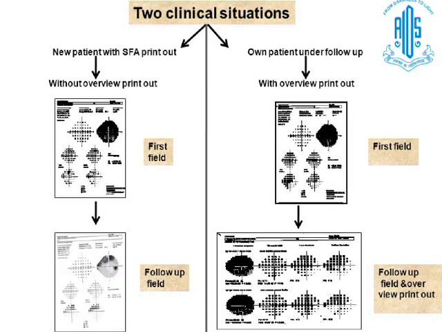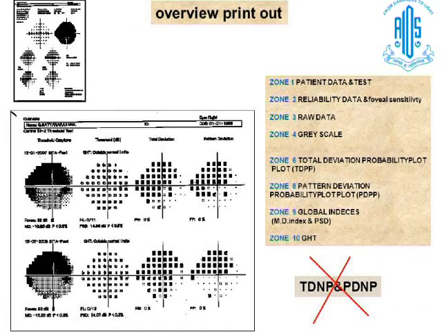This overview printout incorporates all the data of the single field analysis printout, except the total deviation numerical plot and pattern deviation numerical plot, which are absent. Even PG students in the DNB exam may be asked which components are absent in the overview printout. It is actually the total deviation numerical plot and the pattern deviation numerical plot.